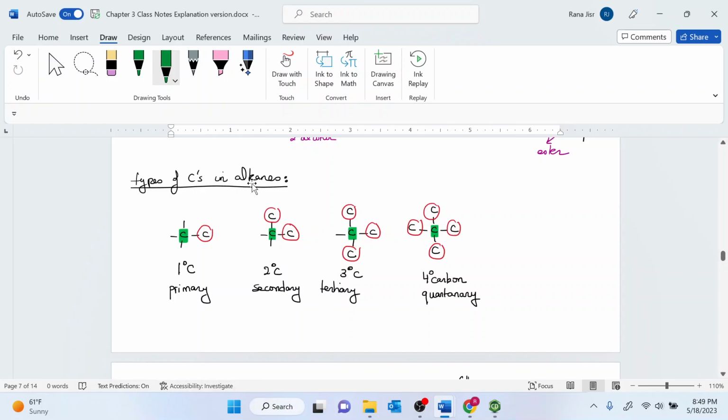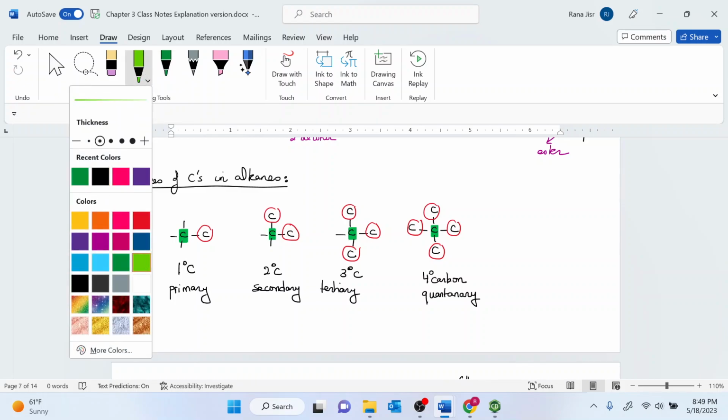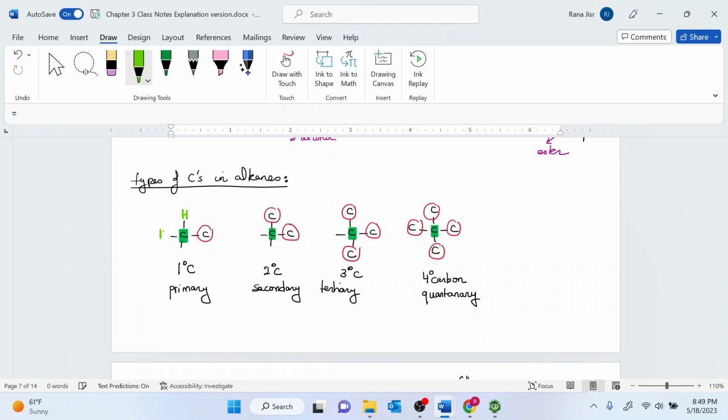As we did for alcohols, alkyl halides, amines and amides, we're going to do exactly the same thing for carbons and alkanes. So we're going to classify them based on how many carbons they are connected to. So if a carbon is connected to one carbon, then we're going to call this a primary carbon. And its hydrogens are going to be primary hydrogens. So all of these hydrogens are primary hydrogens. So a primary carbon has three hydrogens because it is connected to one carbon. And carbon makes four bonds.